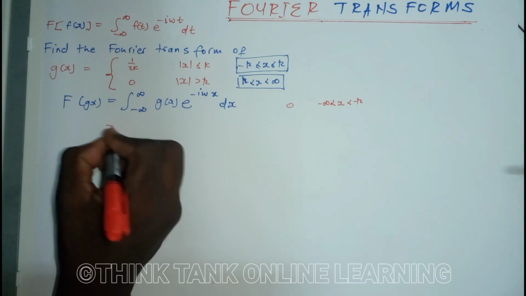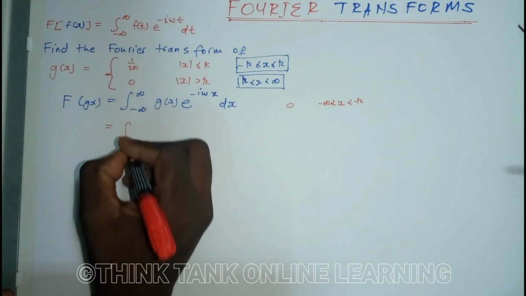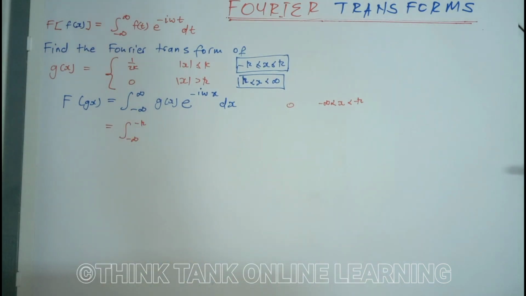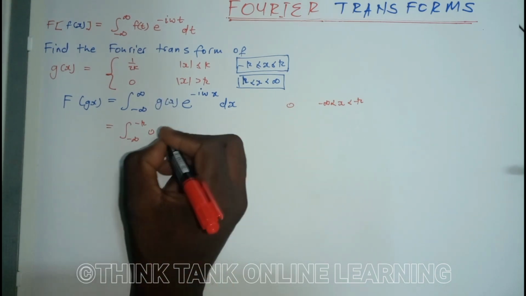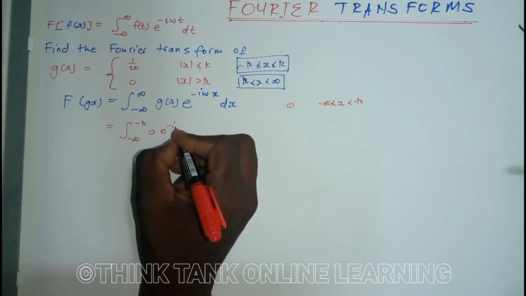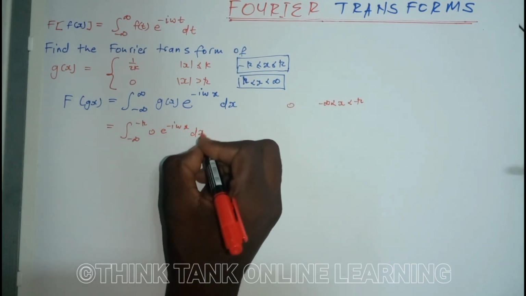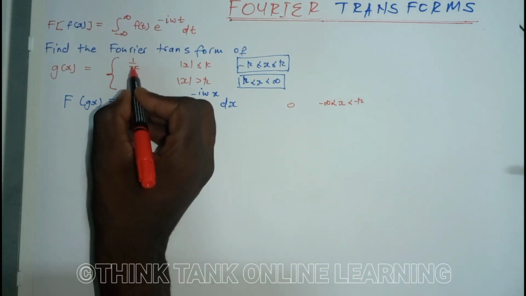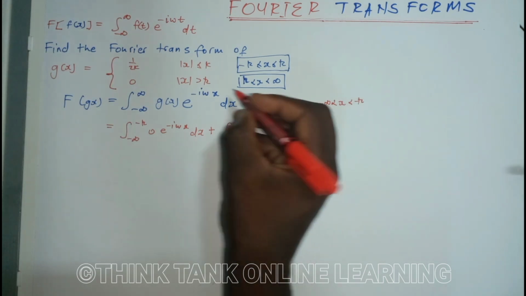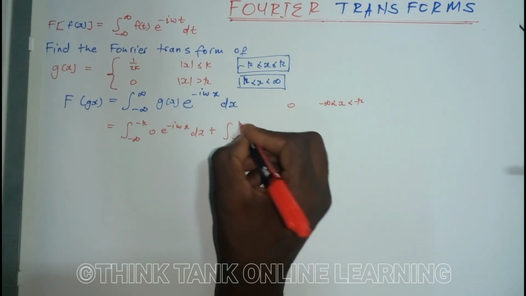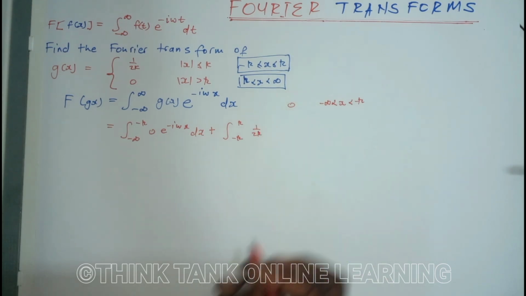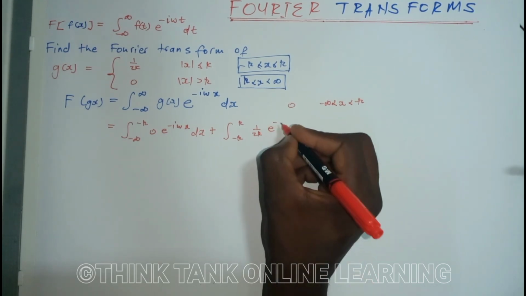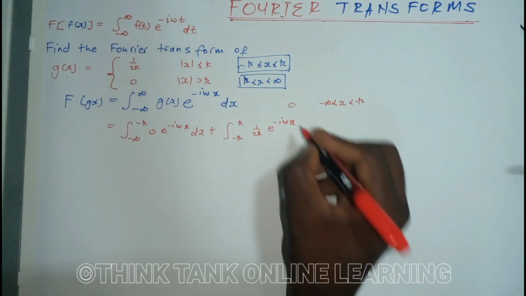Now let's go on to find the transform. I'm going to start with this one, from negative infinity to negative k. What is going to be my g of x in this case? It's going to be 0 times e to the power negative i omega x dx. Plus we're going to add all the step functions. Moving on to 1 over 2k, it's now from negative k to positive k, and we have 1 over 2k for g of x, and e to the power negative i omega x dx.